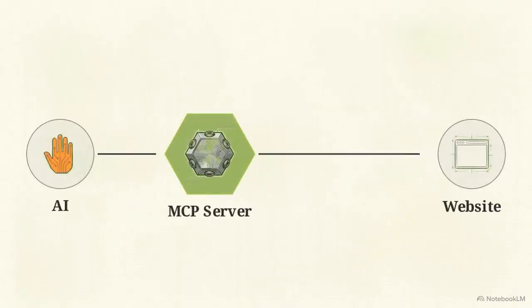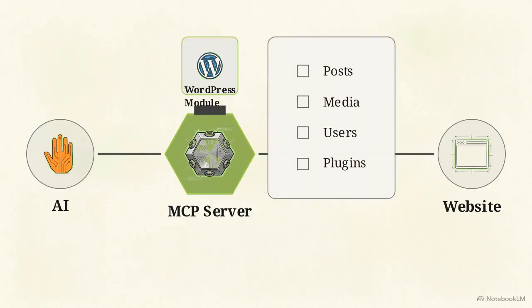This diagram shows how an MCP server acts as a translator. It allows an AI to safely execute commands within external software by translating them into actions your website can read. In your FlowHunt dashboard, click Add MCP Server and select the WordPress module. FlowHunt presents a permissions checklist. This defines which administrative tools the AI can use, like creating posts or editing accounts.